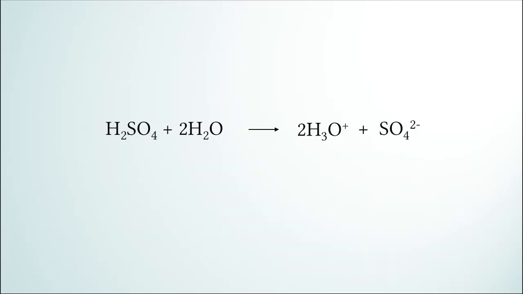Can you see the difference between when the base has a hydroxide ion? When it does, the products are a salt and water. When there's a covalent base, the products will be two ions. Let's look at another example.